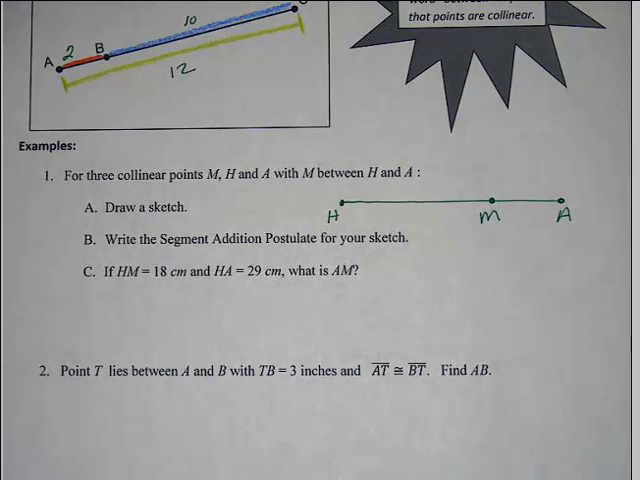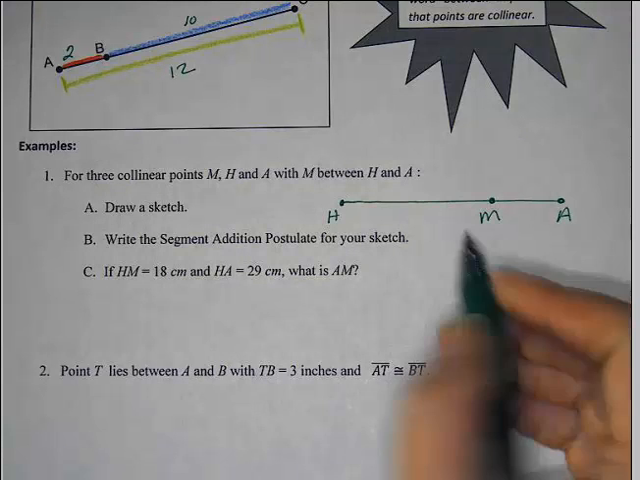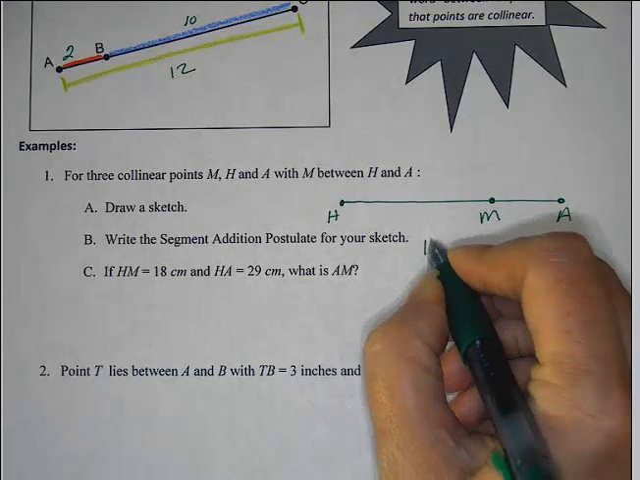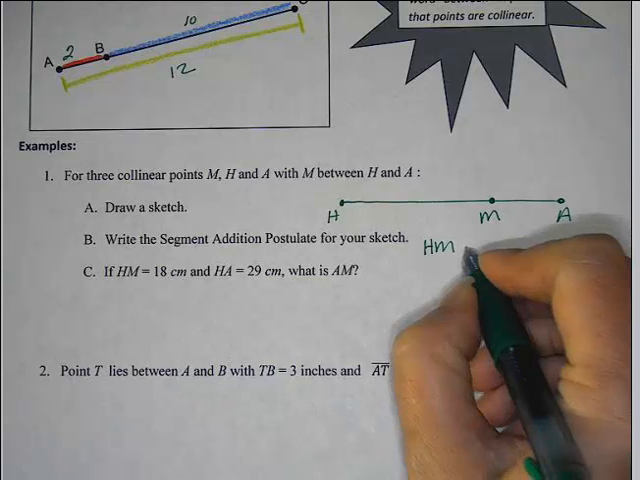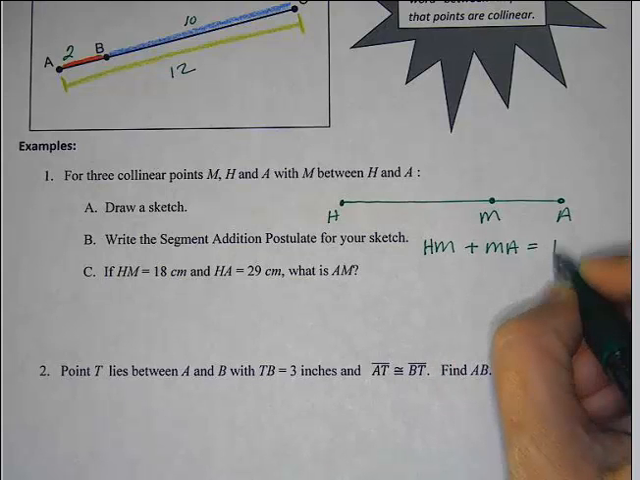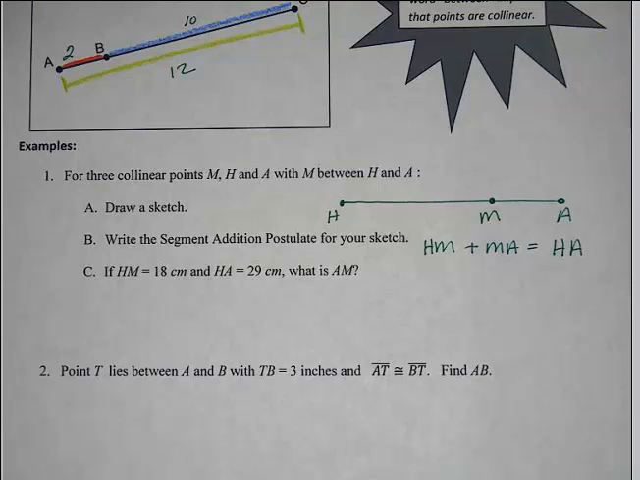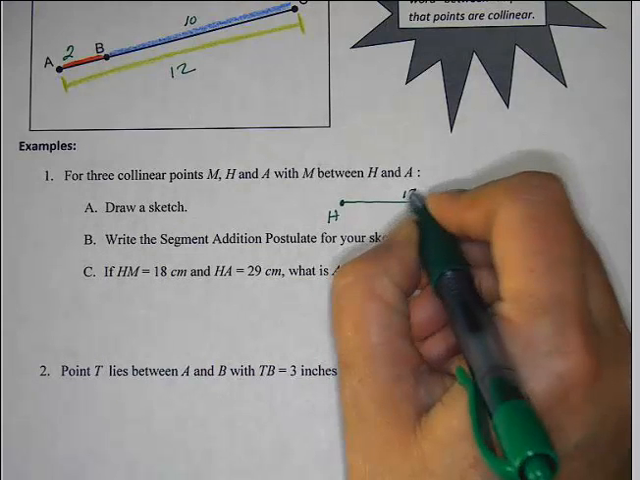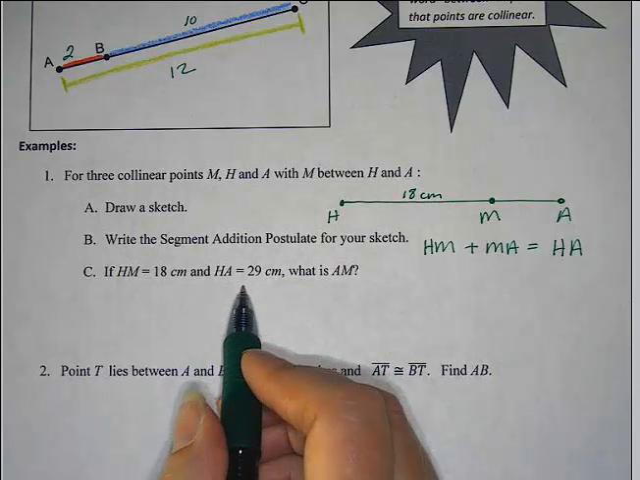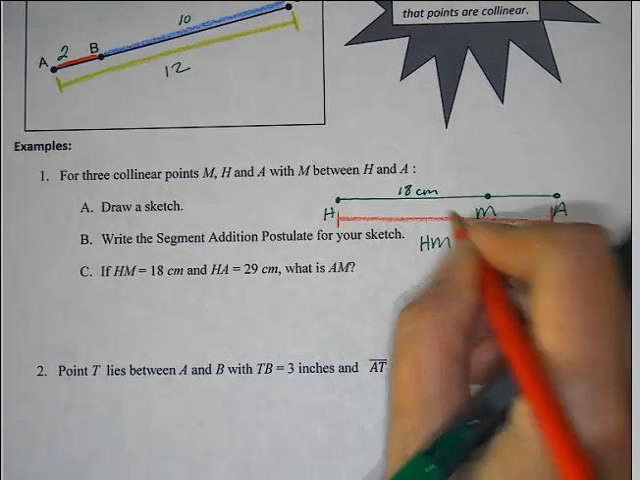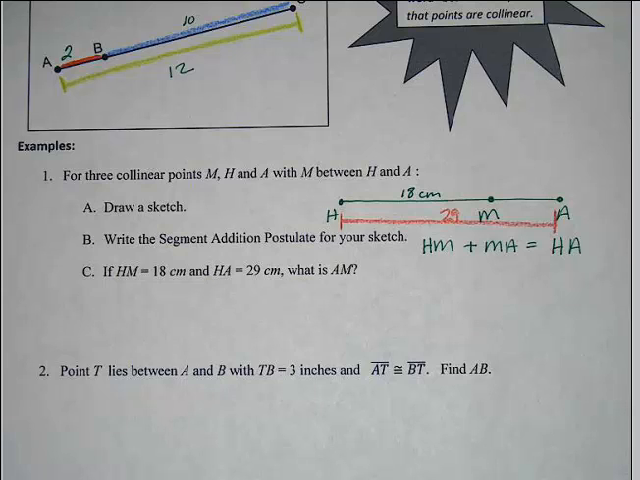Now, what does the segment addition postulate say on our sketch? Well, it essentially boils down to this. The 2 pieces added up make the whole thing. So it would look like this. The distance from H to M, added to the distance from M to A, is going to equal the full distance from H to A. Now, as we go to part C, we have some numbers to plug in. If H to M, that distance is 18 centimeters. I like putting that in the picture. And H to A is 29 centimeters. H to A, that's all the way across. Let me draw that below. And that's 29 centimeters. What's A to M?